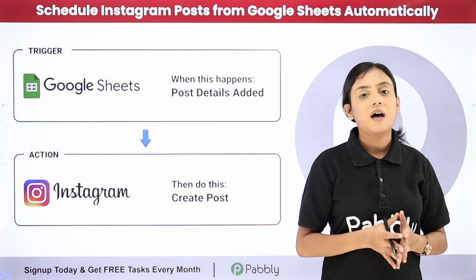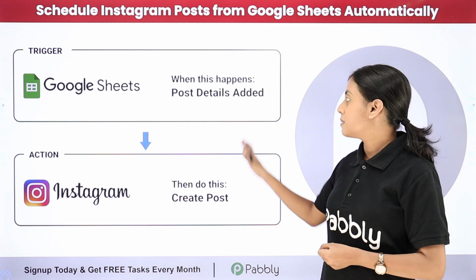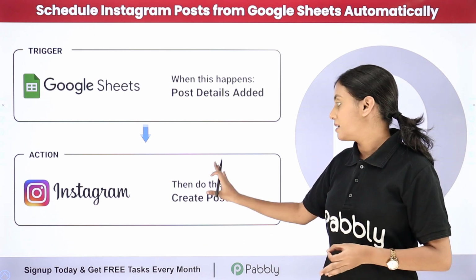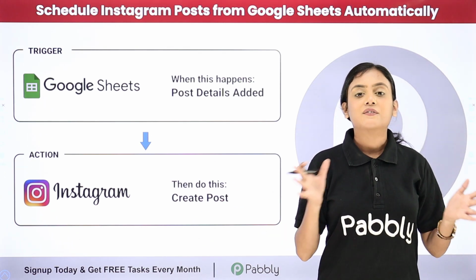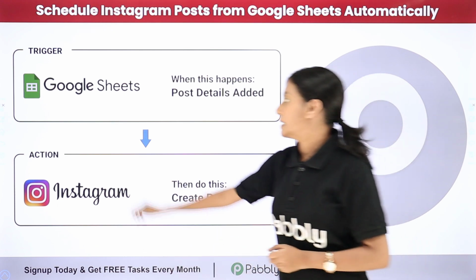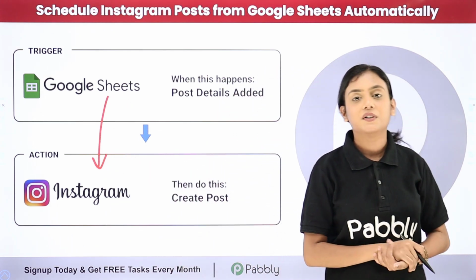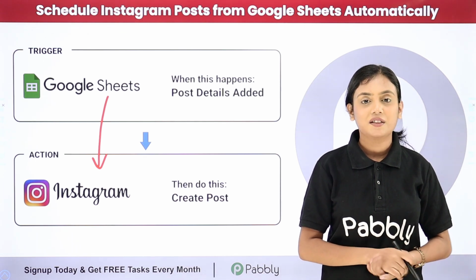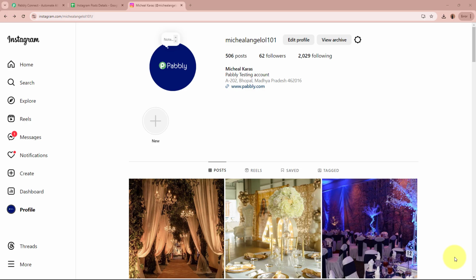So now whenever I add the details of the post that I want to post on my Instagram profile in Google Sheets, automatically a post is going to be created on my Instagram profile. And for that, I've simply automated and created a connection between Google Sheets and Instagram with the help of Pabbly Connect. So if you also want to learn about this amazing automation, then let me take you all to my screen. Welcome to my screen.